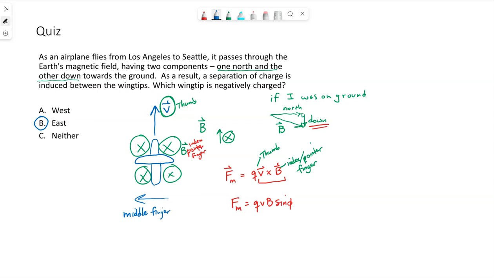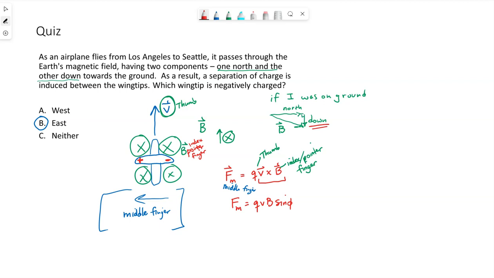So V cross B, my middle finger pointing to the right, or just kidding, sorry, to the left. I can see that right there. That's to the left. That means positive charges would experience a force to the left. Electrons, negative charges, would feel a force in the opposite direction, so to the right.